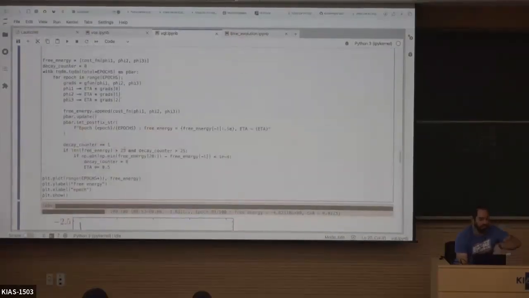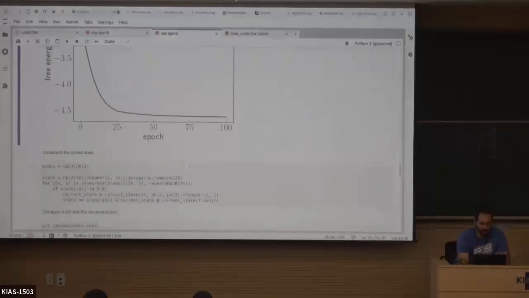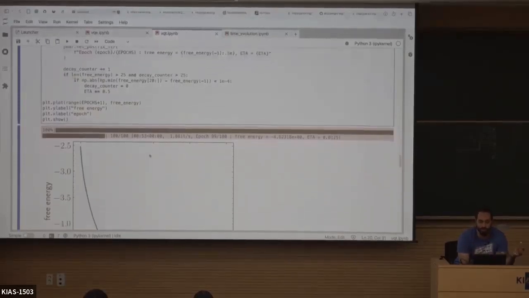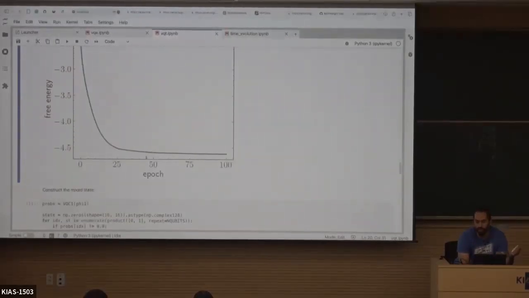I think we don't have much time, so maybe I should move forward. Let's go to the solution. As you can see, it's just optimization as before. It's nothing different. Machine learning is fitting, nothing more, nothing less, as I told you before. So we are fitting a function. That's it. As before, I trained it for 100 epochs and converged to a free energy.